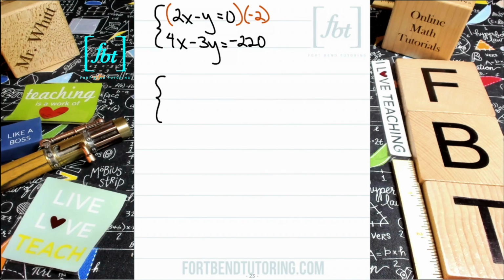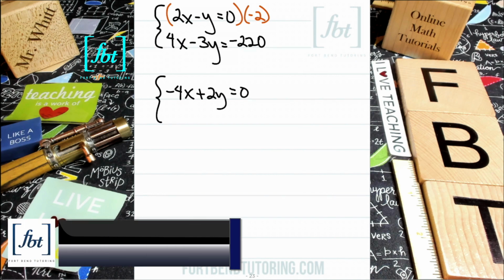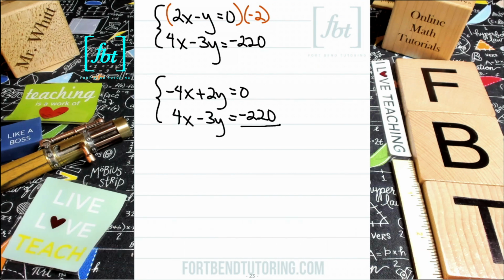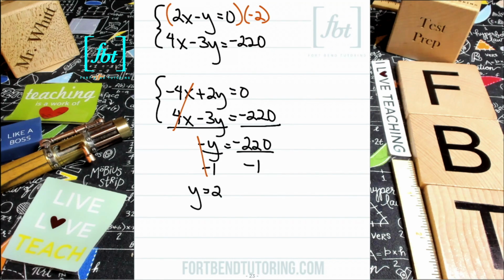So rewriting the first equation, I'll now have negative 4x plus 2y equals 0, whereas the second equation here in the system will remain the same. That being the case, we have our setup and our x terms will now cancel out. This gives me negative y equals negative 220. From here, we'll divide both sides by negative 1. Simplifying, you'll have y equals 220. And yes, this equal sign is getting on my nerves. A lot better. We have a value for y now.